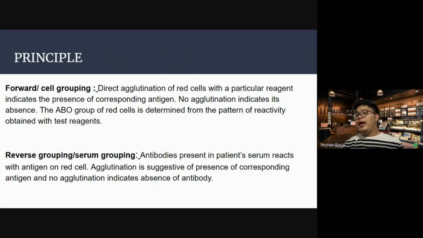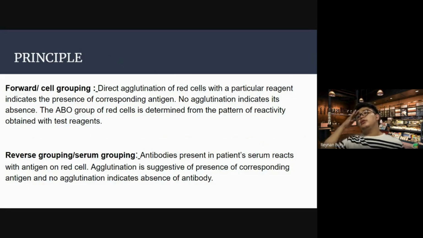Sa reverse grouping naman, antibodies present in patient's serum reacts with antigen on the RBCs. Okay, for example, di ba sinabi ko na kanina pag blood group A, sa reverse typing, ma-react siya kanino? Kay known B. Tama. Kay B cells. Kasi nga, against siya dun. So technically, when we use ABO Rh grouping, is all antibody-antigen interaction or reaction. Okay? Naintindihan yun? So agglutination is suggestive of presence of corresponding antigen and no agglutination indicates absence of antibody.